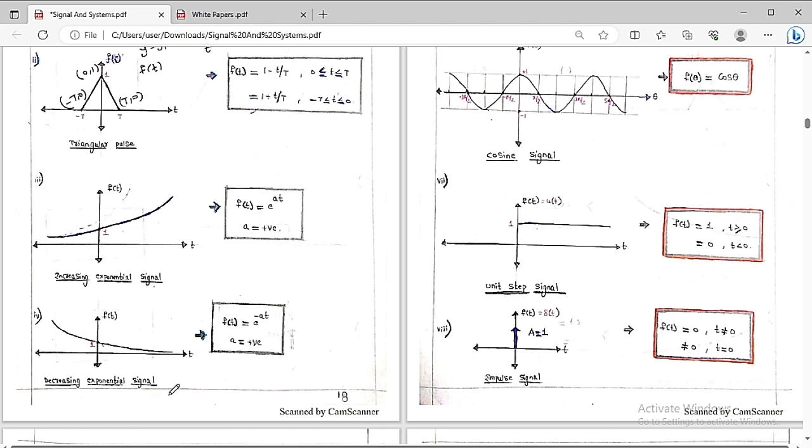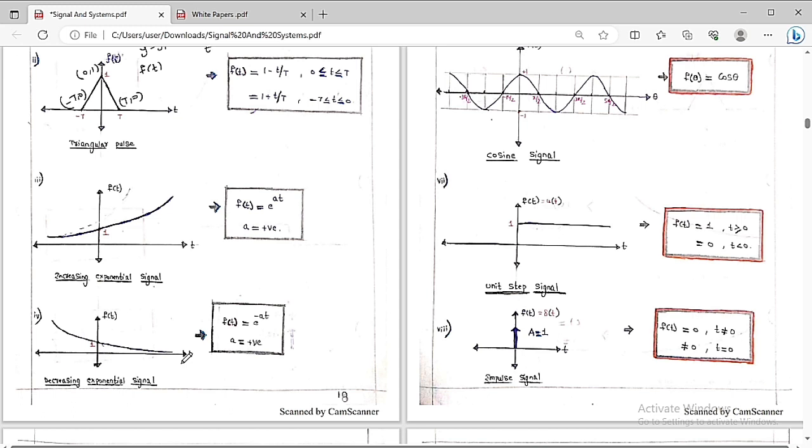For the decreasing exponential signal, the function f of t is equal to e to the power of minus at, where a is positive. If we substitute t is equal to 0, its value is equal to 1. As t is increasing, as t is positive, the overall function is going to decrease. If t is negative, this function is going to increase like this one. So if we go from left side to right side, this function decreases, whereas here, if you go from left side to right side, the function is increasing. Therefore, this is called the increasing exponential signal, and this is called the decreasing exponential signal.